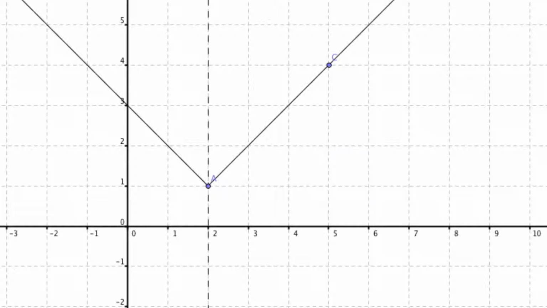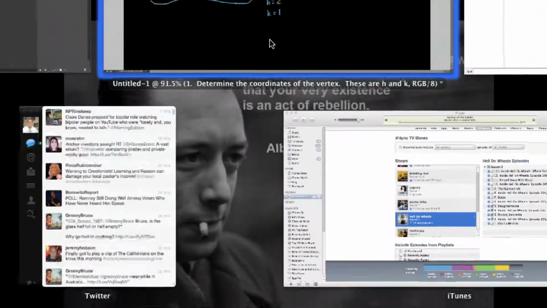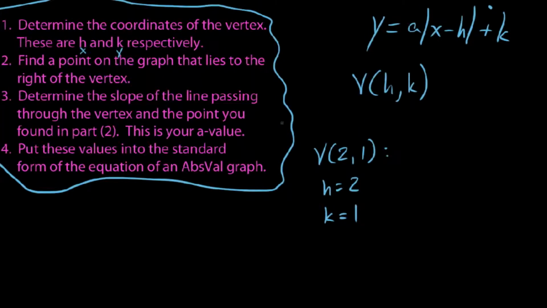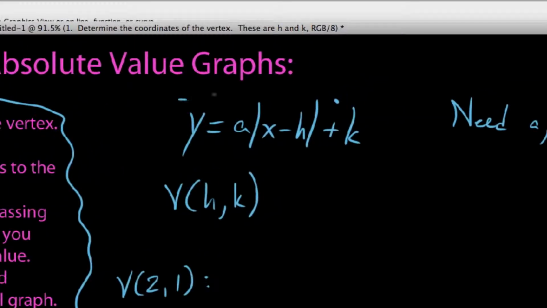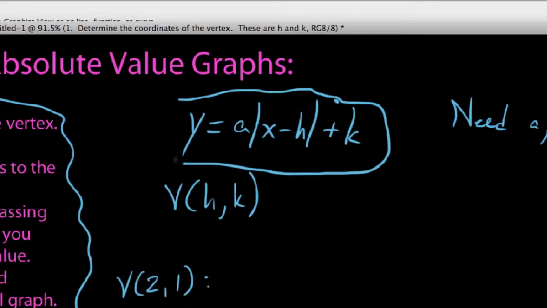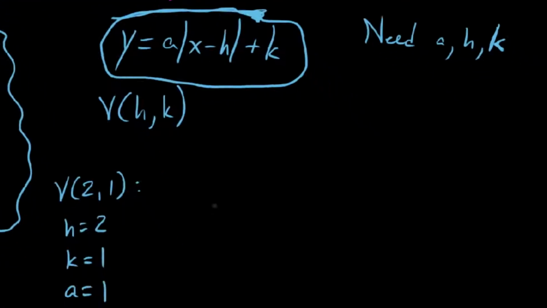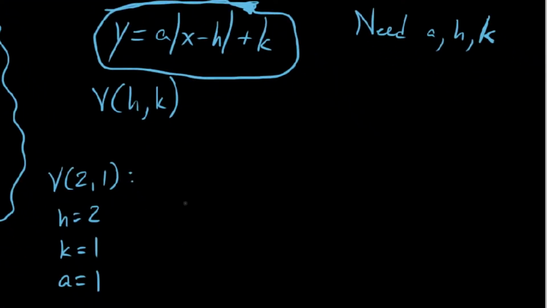The nice thing is it doesn't matter which point you choose on the right, because we're going to find the slope between the vertex and that point, and this is our a value. In this case, we determined that our a value was 1 over 1, or 3 over 3, or just 1. Now step 4 says put these values into the standard form of the equation of an absolute value graph. The standard form is actually this equation right here, and this is something I always stress to my kids at least.